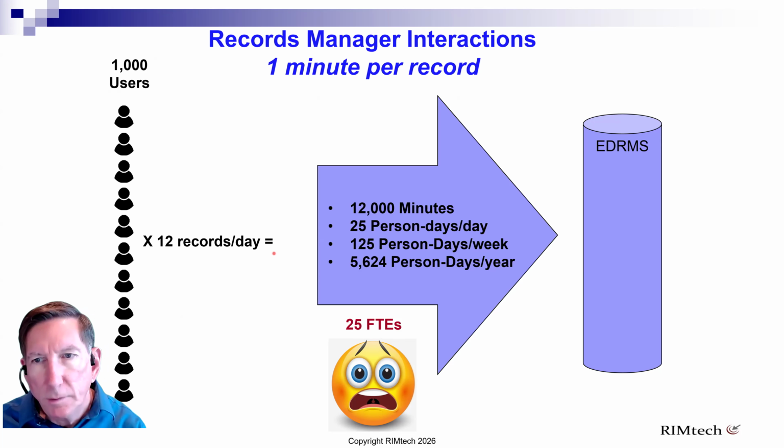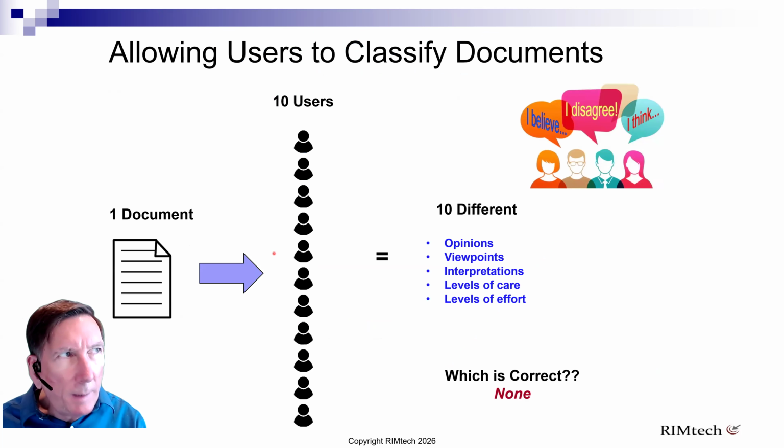You will never see a record again in a typical EDRMS project. So what would happen if we were to take one document and show it to 10 users at random and ask them two questions? Number one, is this a record? Number two, where does it belong in the retention schedule?